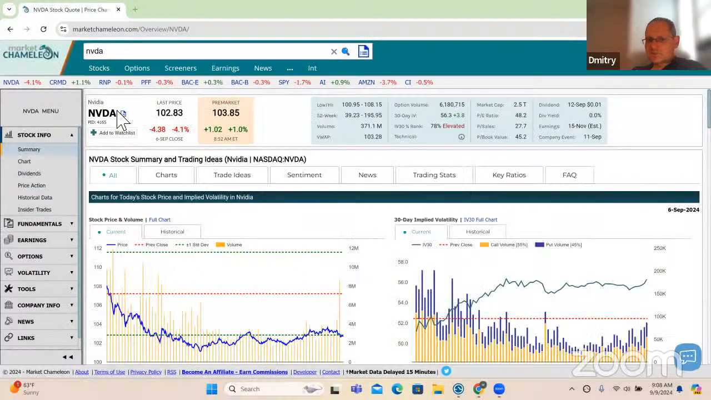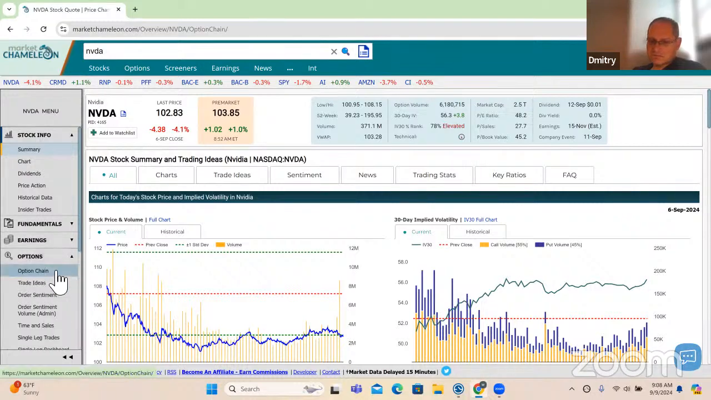So let me go to the options chain. I'm going to share my screen here. I'm just going to navigate to a stock. Let's do Nvidia because it's a popular stock right now, trading lots of options. And let's navigate here to the options chain.